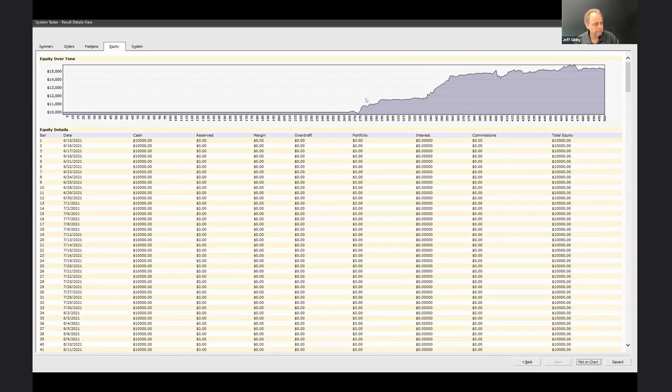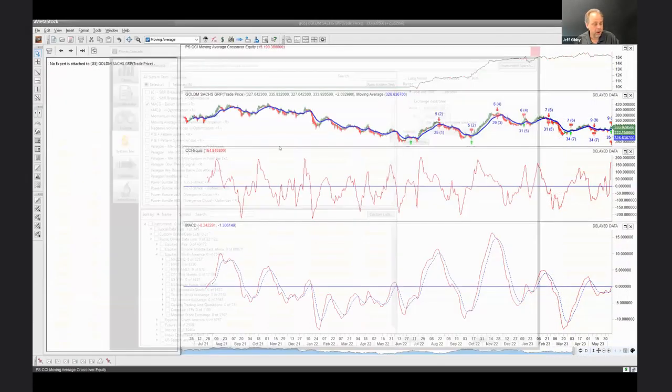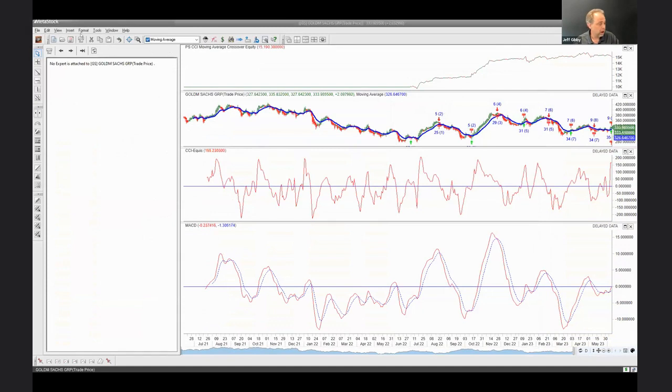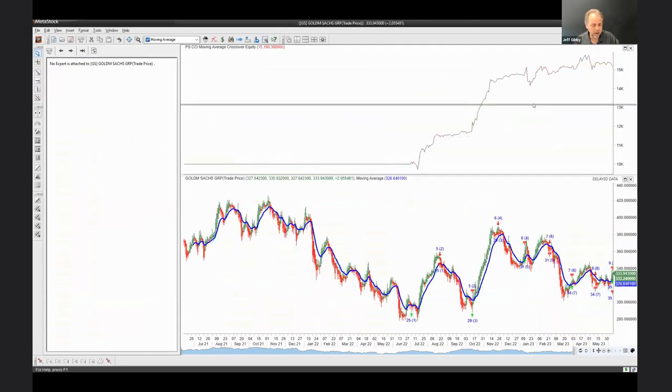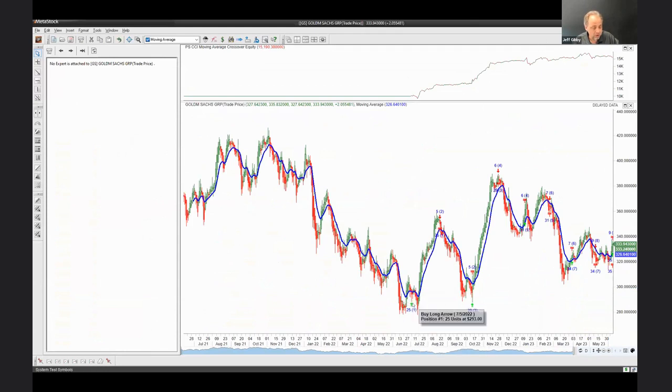And you can see that equity curve come in. I'm going to leave the expert advisor on here. Go ahead and close this out, and close the MACD out here, just to clean it up a little bit. You can see here's where your first trade would have been. Here's your second, third. It's going to label those on the chart.